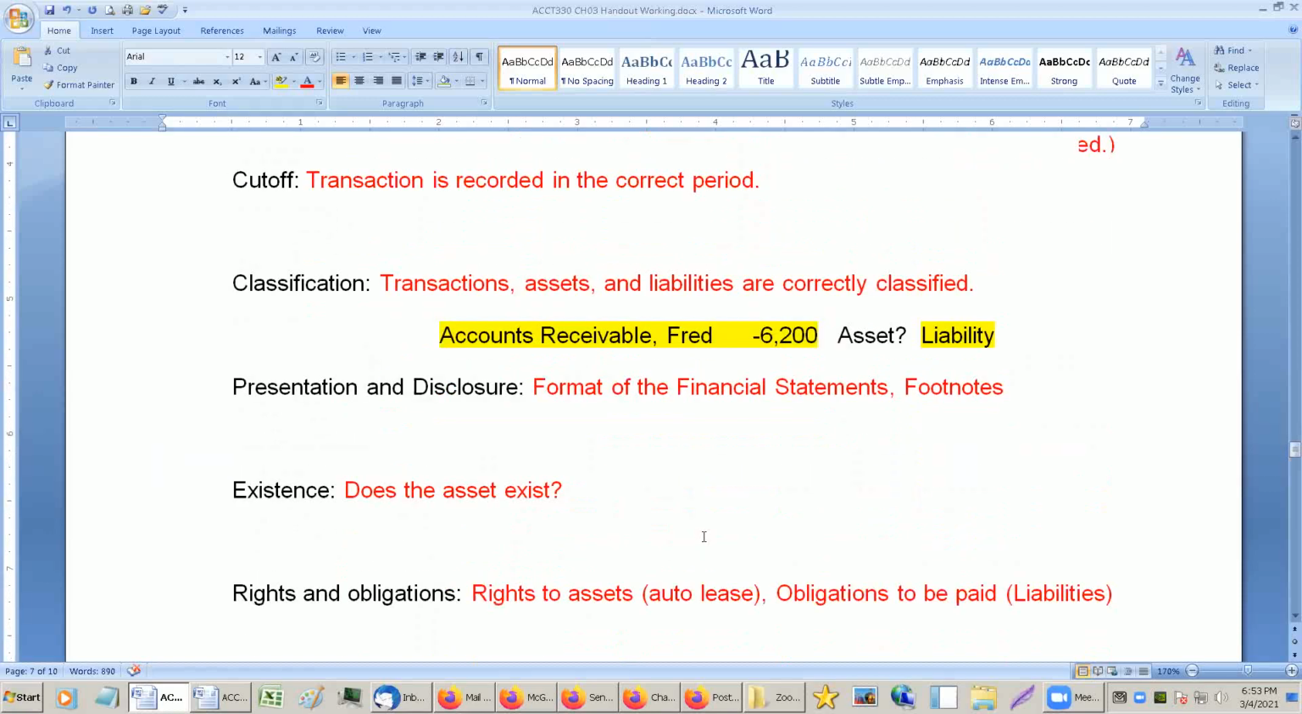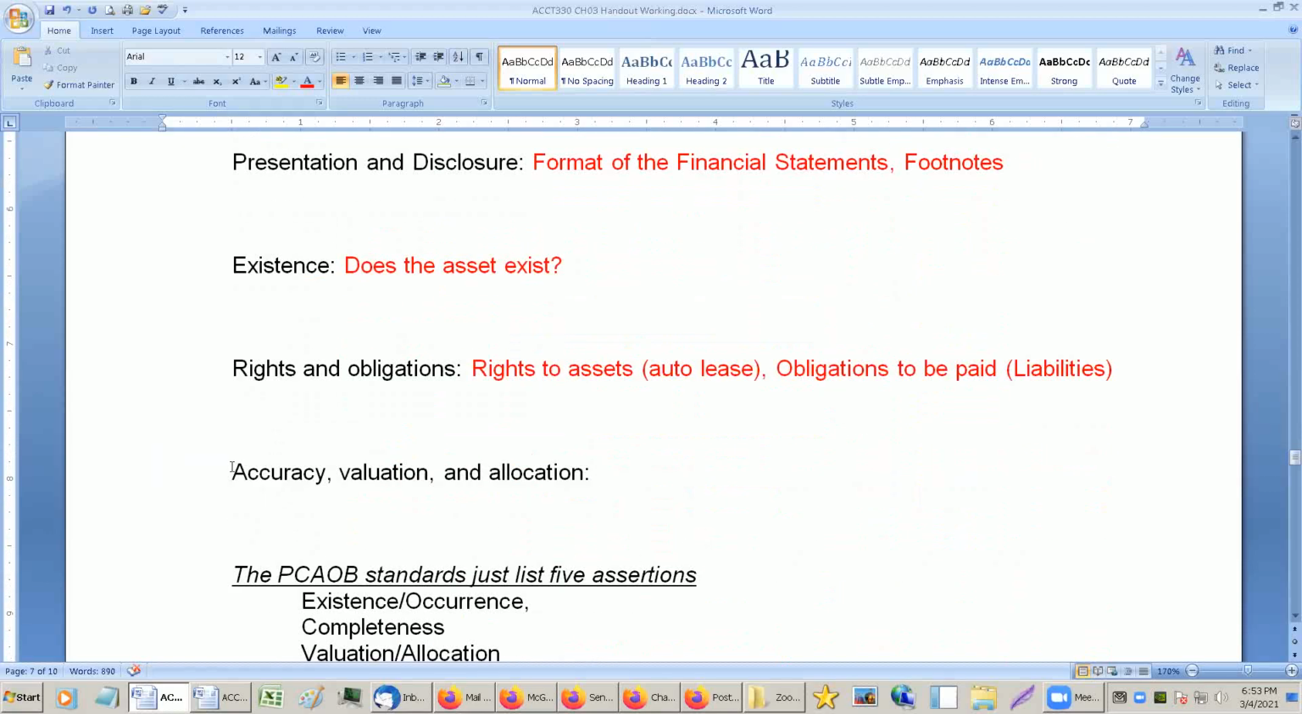Accuracy, I don't know why I have that in there twice. Let me take that out.